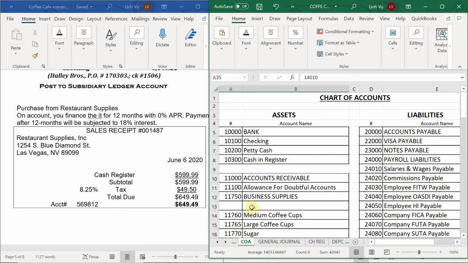Take a look at your chart of accounts. I'm looking. That's what I'm looking at. You're not looking at your chart of accounts. You're looking at something else, the one for the Coffee Cafe. Yes. Chart. Okay, I see it. I have it.